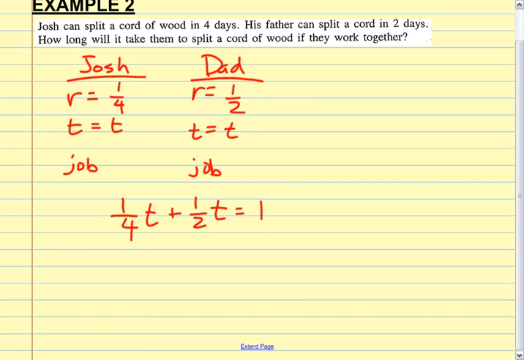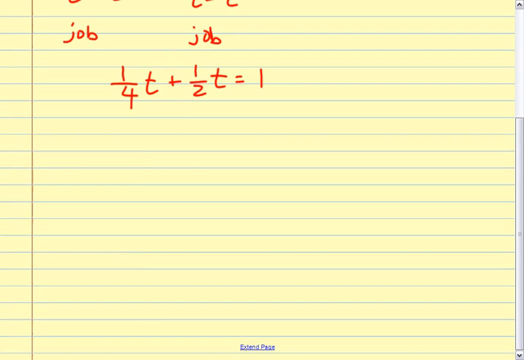That's it. Now, let's see how long it takes the two of them working together to do it. Remember, Josh takes 4 days by himself. Dad takes 2 days by himself. It's got to be less than 2 if they're working together. Let's see. Common denominator is 4. We're looking for how long? We're looking for T. Okay? That's going to be 3/4 T is equal to 1.